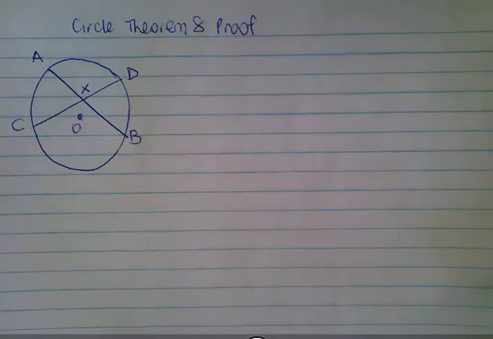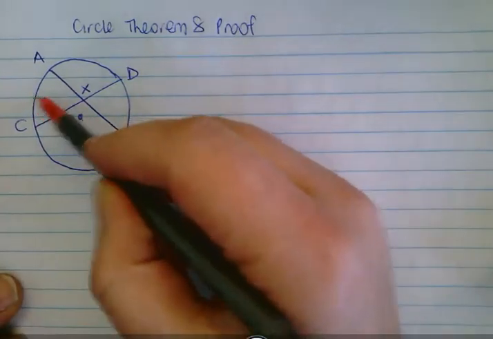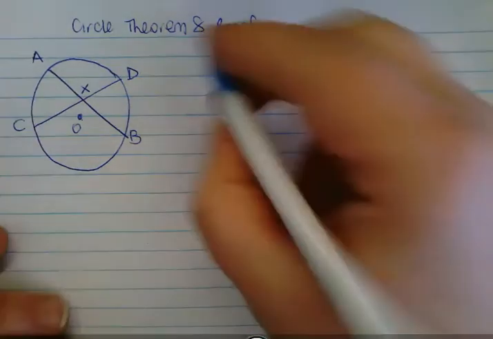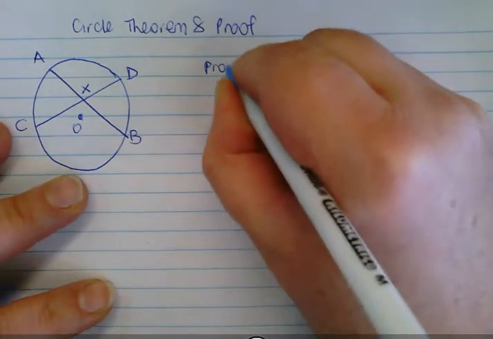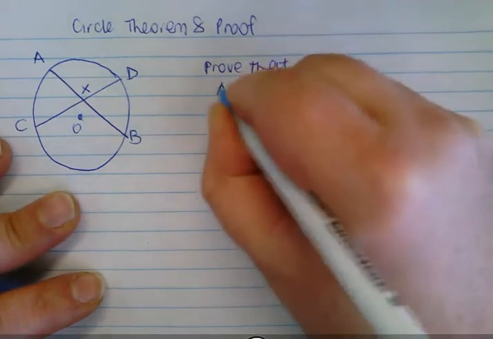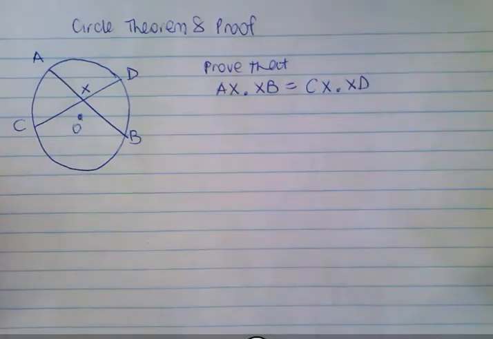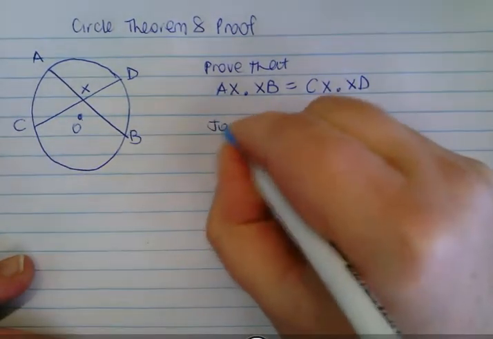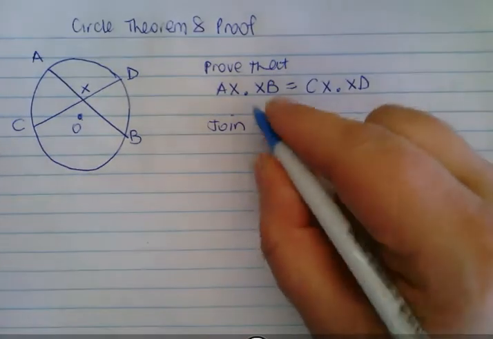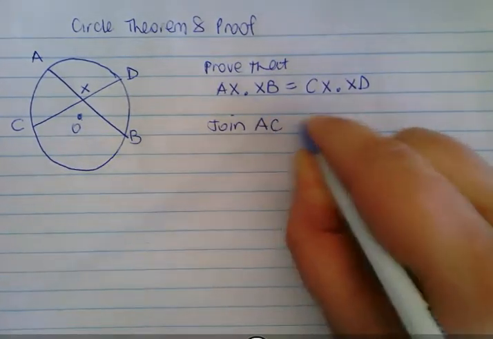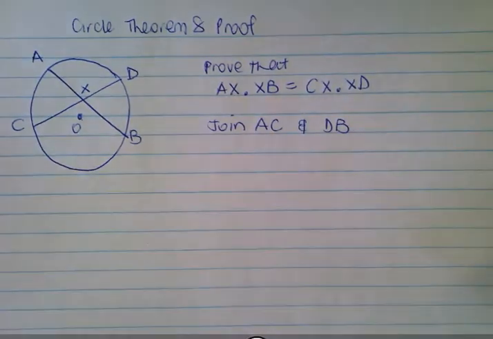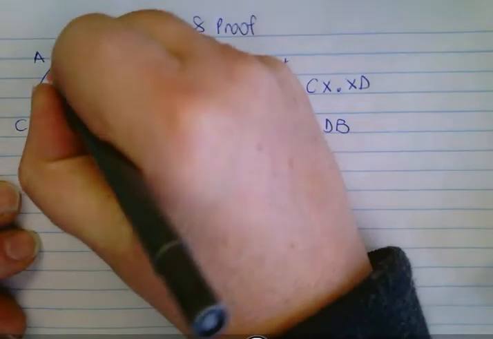Obviously these are not going to be congruent triangles, because these could cross over at any point. I know I've made them look congruent, but they're not, because this can move anywhere. But we're going to prove similar triangles. What we want to prove is that AX times XB equals CX times XD. So we're going to make two triangles. Join AC and DB.